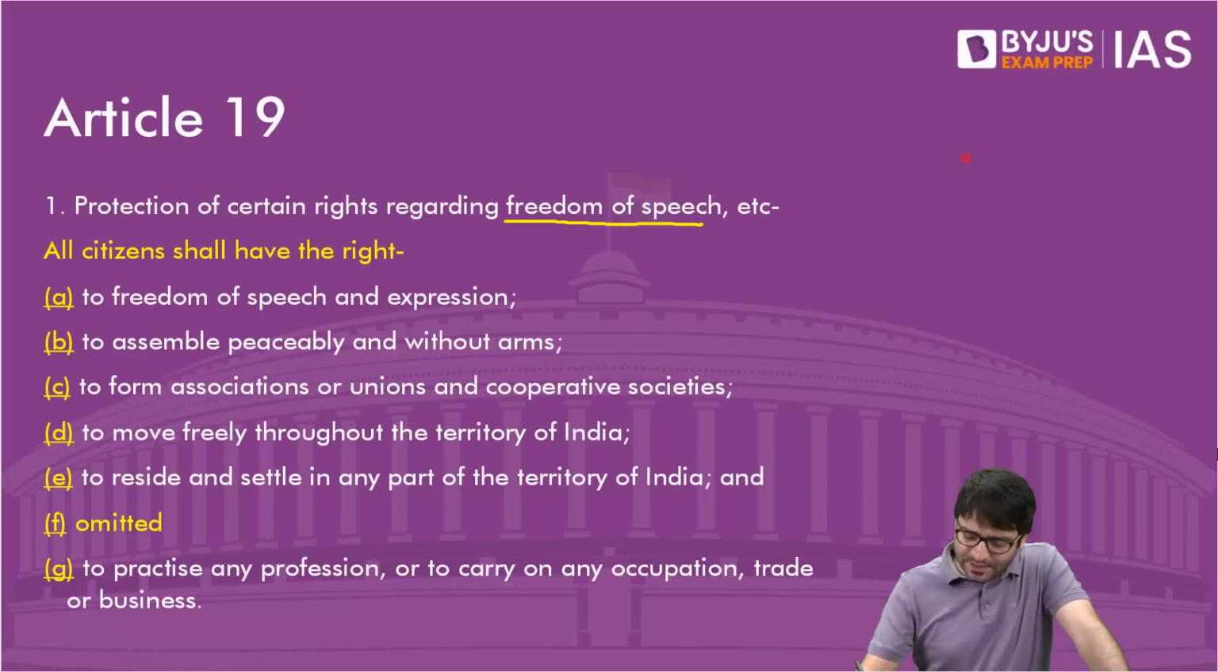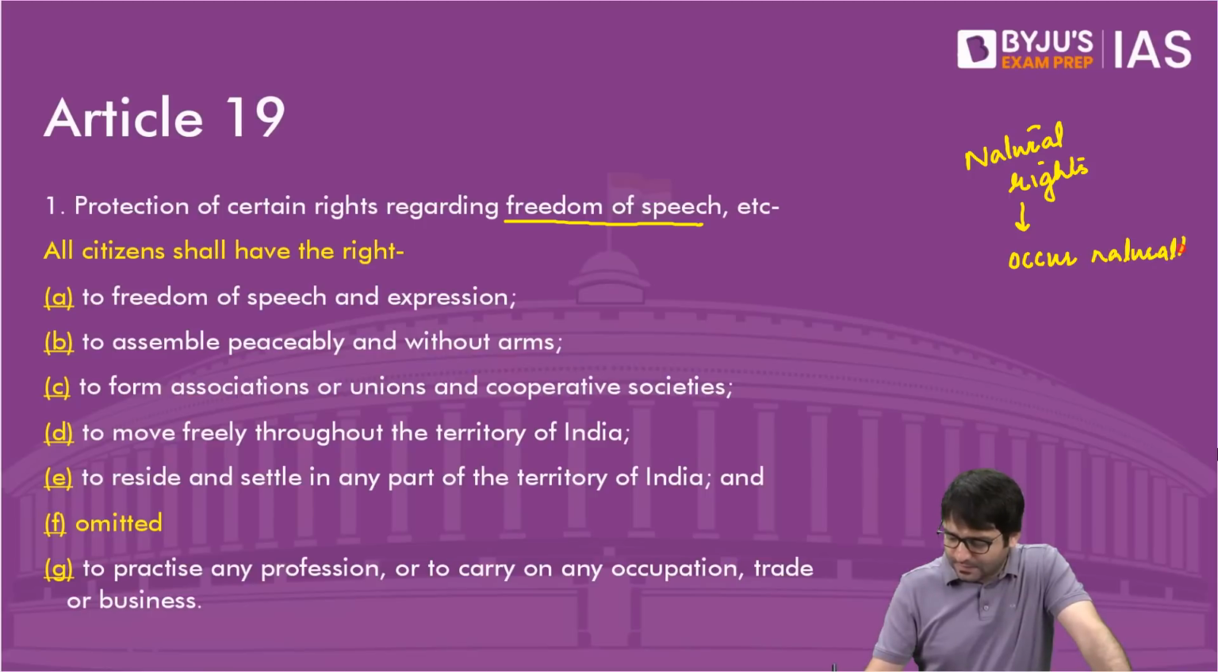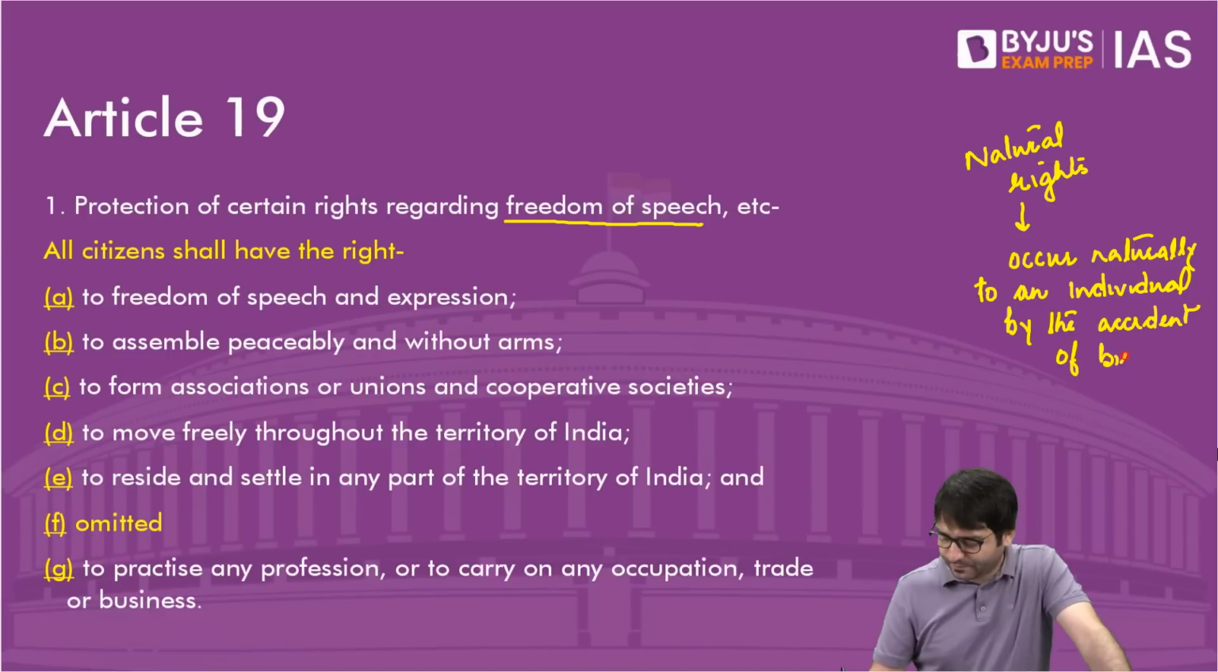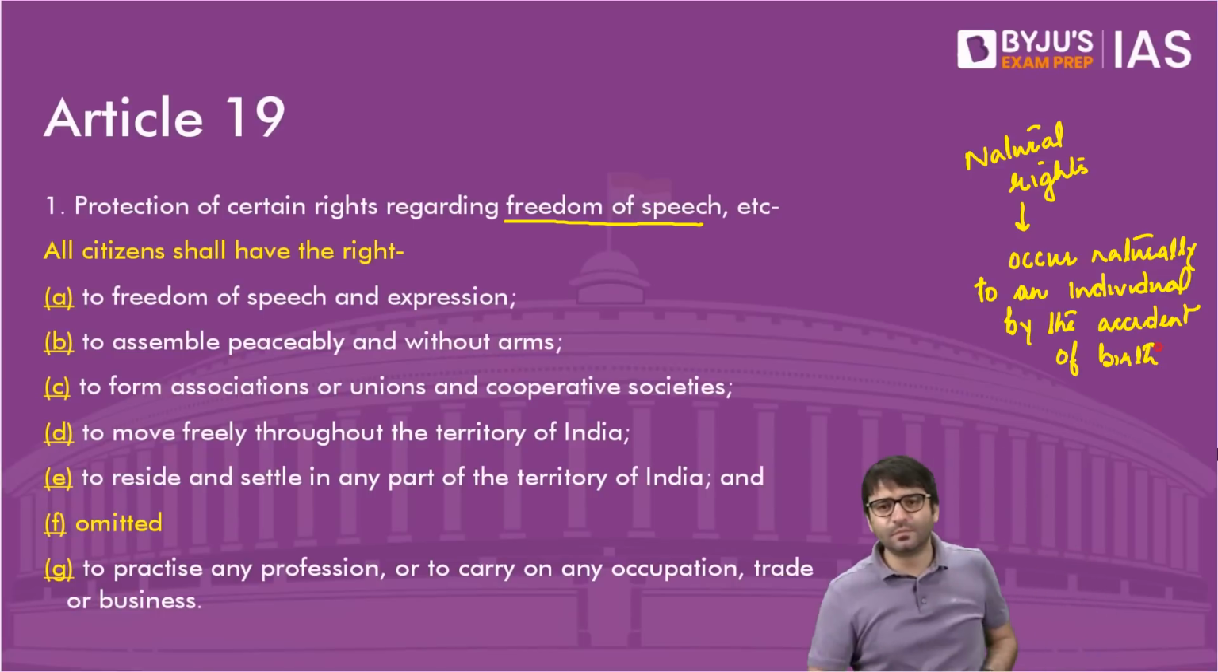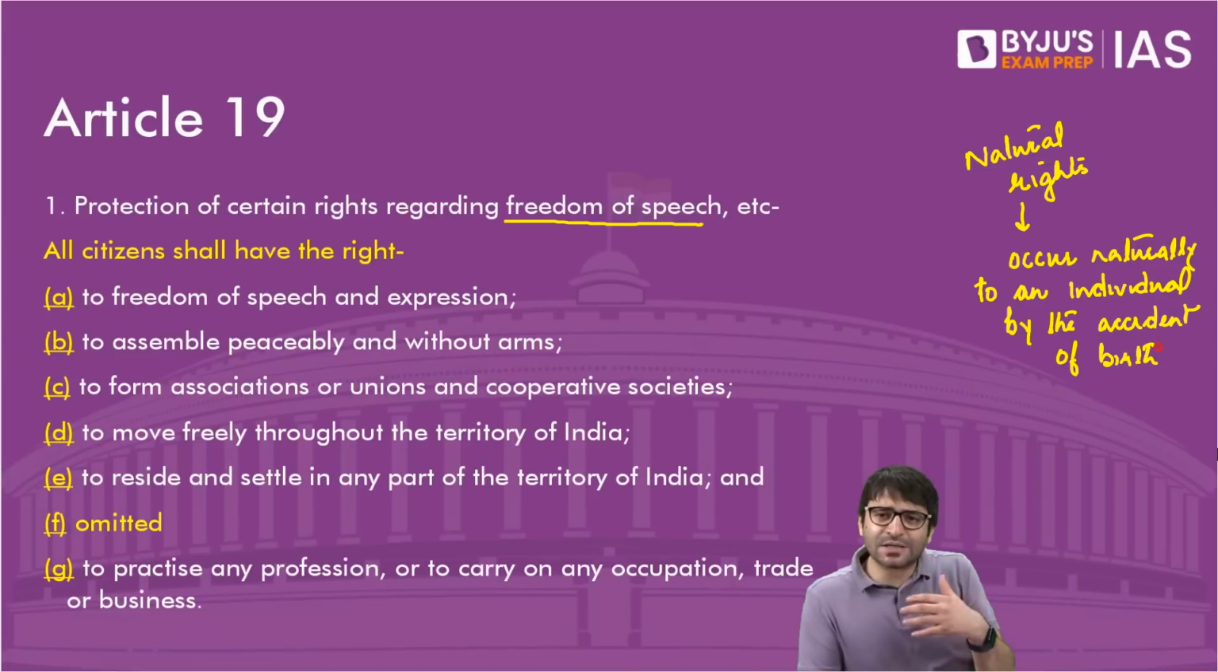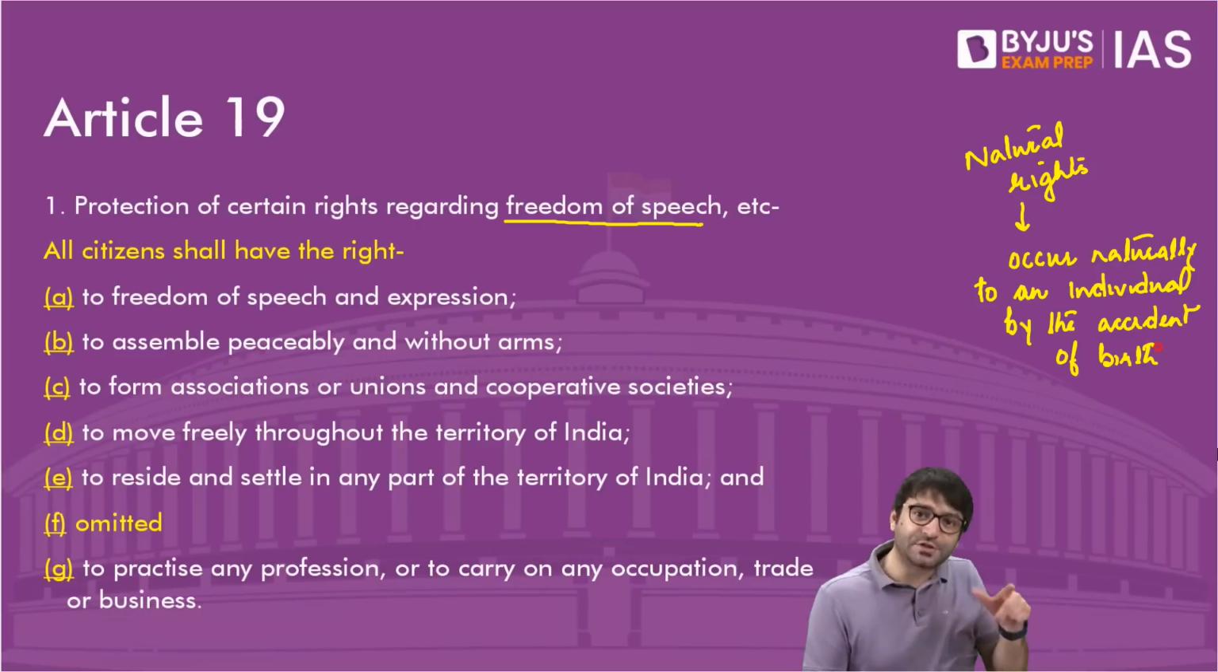And all these rights, we say, are natural rights. Natural rights which occur naturally to an individual by the accident of birth. For example, it occurs naturally to you that after you are born, after some time, you're able to speak and express yourself. Freedom of speech and expression.